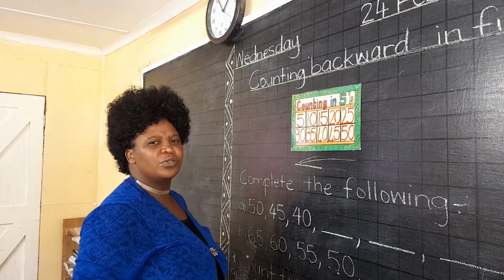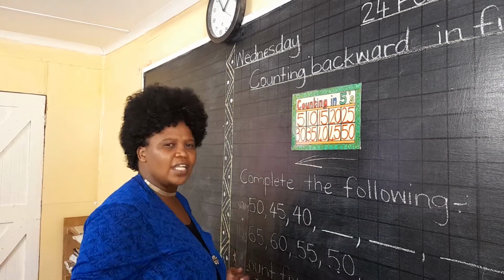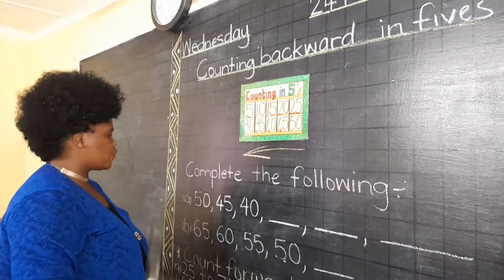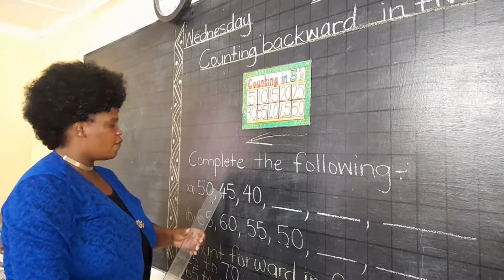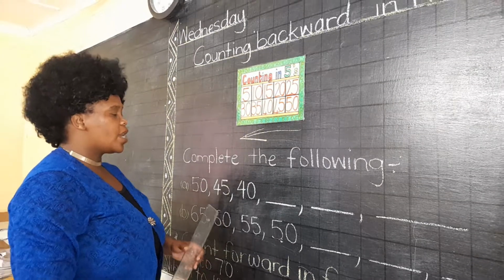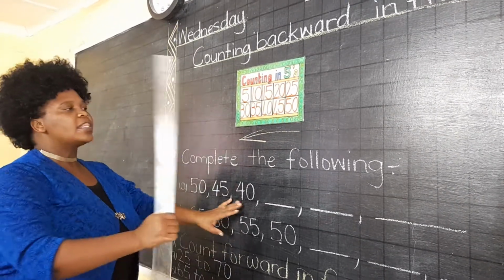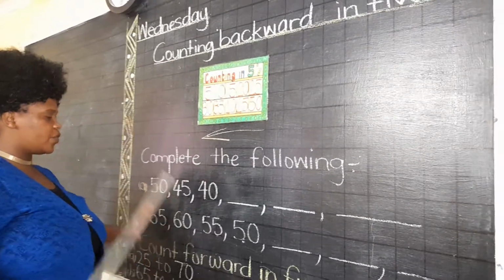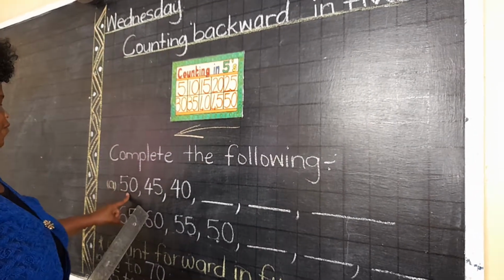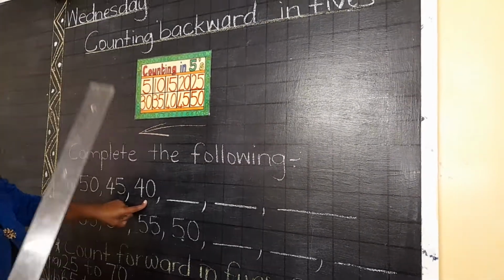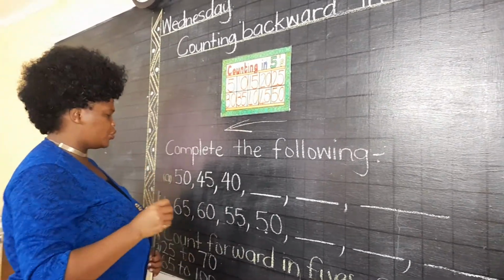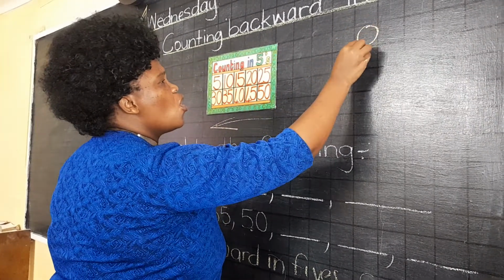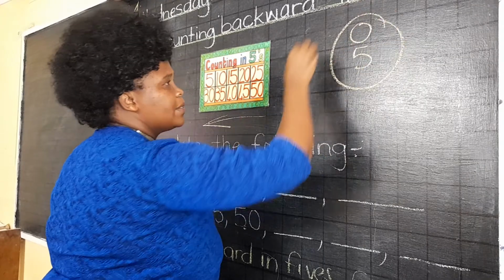Remember, I told you, counting is fun. Now, can we look at the chalkboard? I've got 50, 45, 40. We're counting backwards, remember. Now, the 100 number square is going to help you if you encounter any problem. Now 50, 45, 40. Do you remember the trick I told you that when we are counting in fives, the numbers will end with a 0 or a 5? Do you still remember? Don't forget.